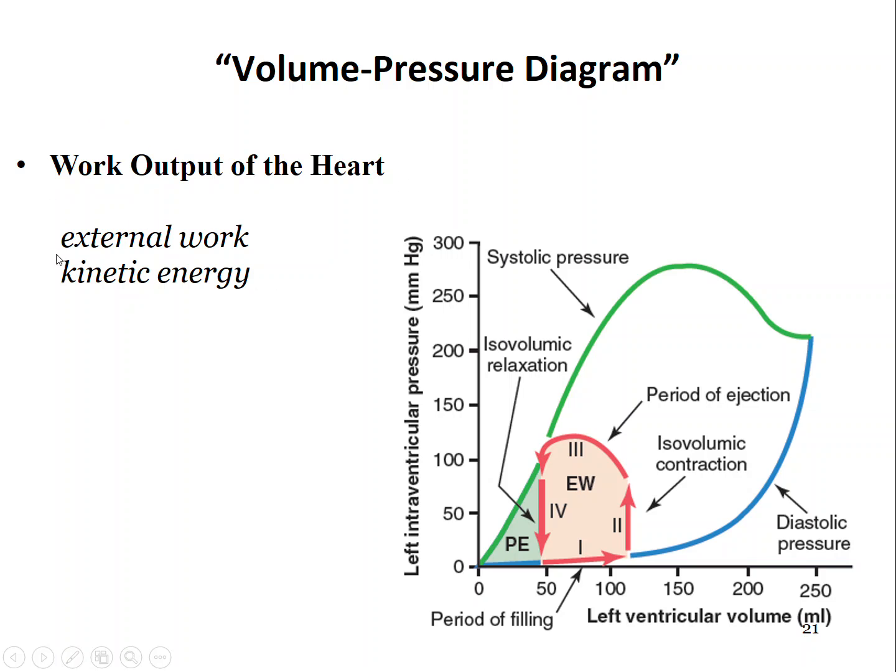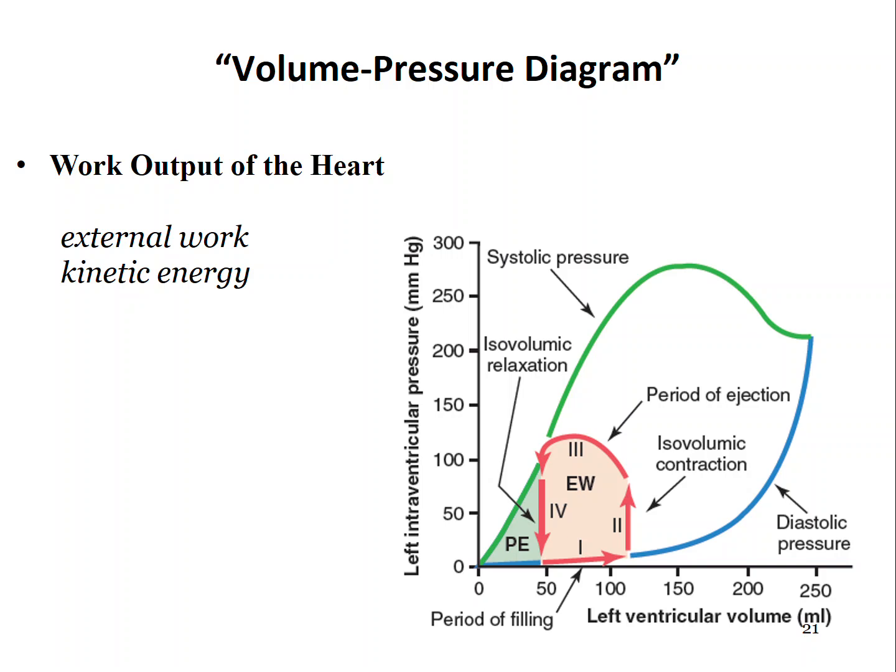This work output is divided into two parts, external work and kinetic energy or kinetic work. The external work is the work which is done to increase the pressure of the blood from zero inside the ventricle to 100 mmHg during the mean cardiac cycle, the mean of the pressure during the cardiac cycle.